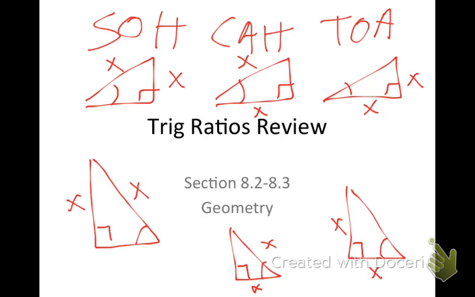Always remember the hypotenuse is always the side that is opposite of the right angle. That is important to remember. But again, here are the trig ratios, and the famous acronym is SOHCAHTOA here.